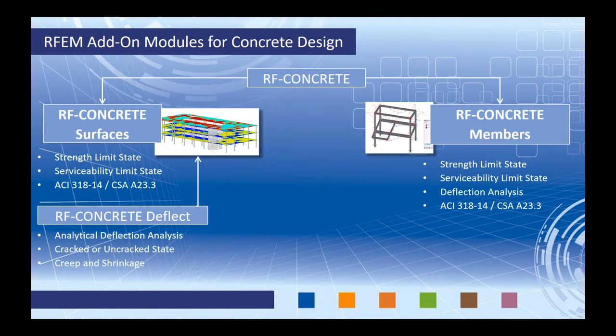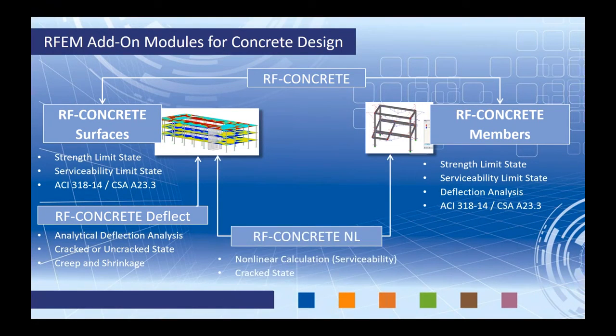Now, as I just mentioned, we do have the add-on module extension RF-CONCRETE Deflect. So RF-CONCRETE Surfaces is required in order to activate this module extension. This allows us to take a look at the analytical deflection analysis of 2D surfaces in the cracked or uncracked state with consideration to creep and shrinkage.